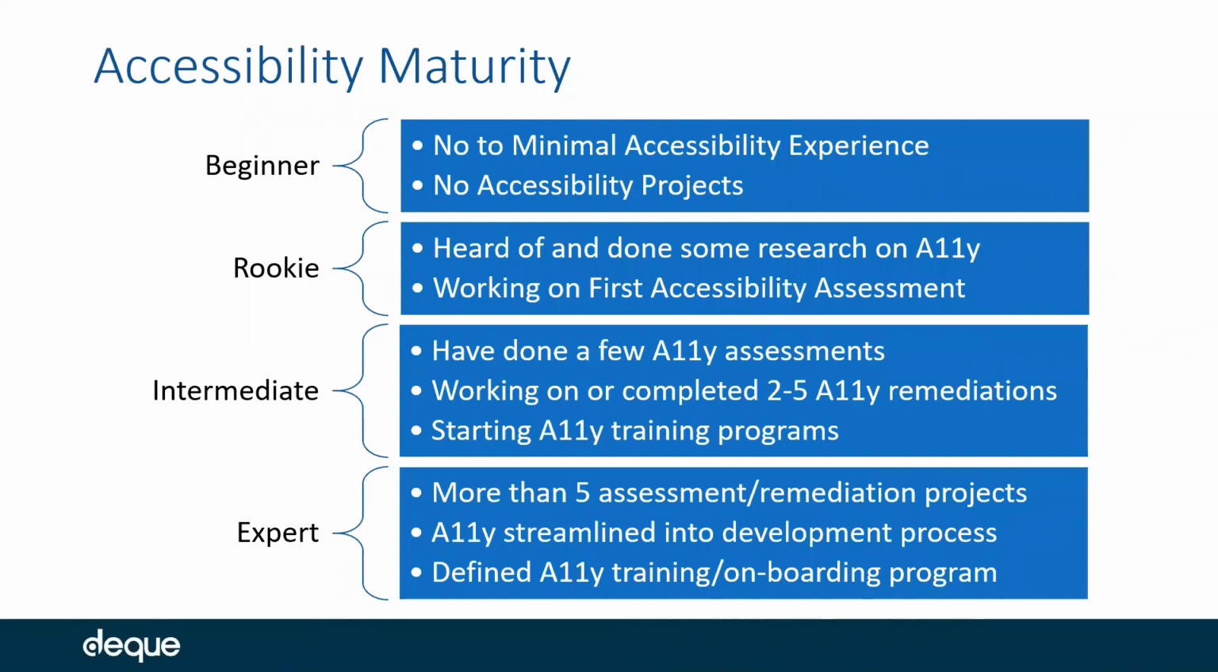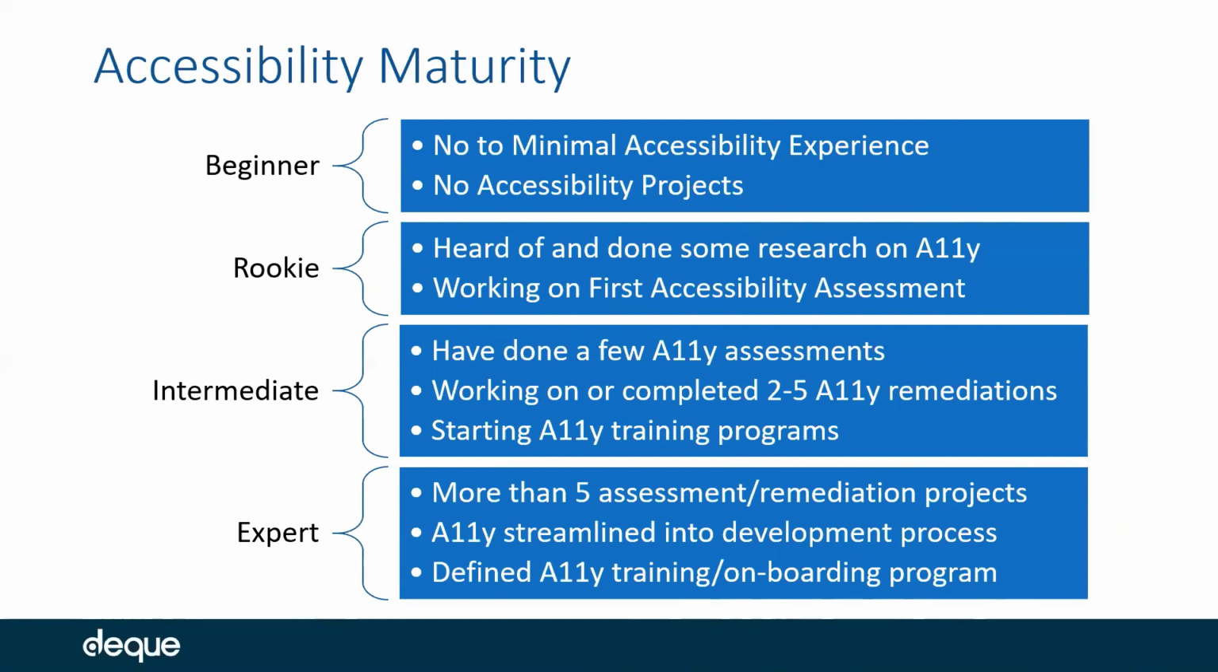Intermediate level. This is where you have done a few accessibility assessments. You're probably starting to think about fixing some of those issues that you found, maybe have done 2 to 5 remediations. And at this point of time, you're also starting to think about how to set up some accessibility training programs. So at this point of time, you're looking for a partner who can help you not only find those issues, but also help your development teams to navigate through the issues that have been found and walk through how to fix them in different frameworks that the teams are using, and also help your teams set up those training programs because they are crucial for long-term success.